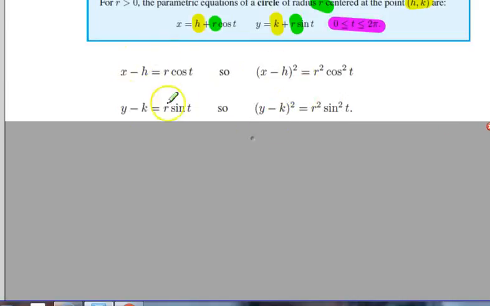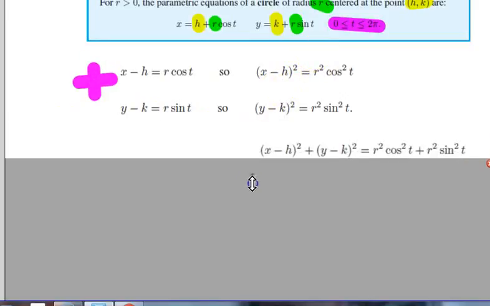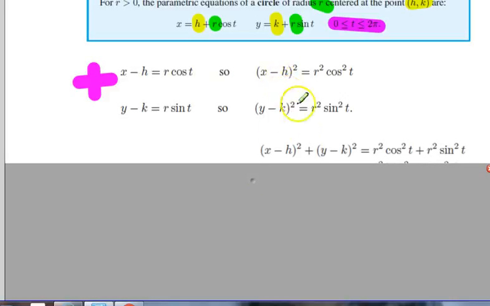Then that means when I square both sides, I'm going to get this expression: x minus h squared is equal to r squared cosine squared t, and y minus k squared is equal to r squared sine squared t. And if I add these two together, I get that x minus h squared plus y minus k squared is equal to r squared cosine squared t plus r squared sine squared t.